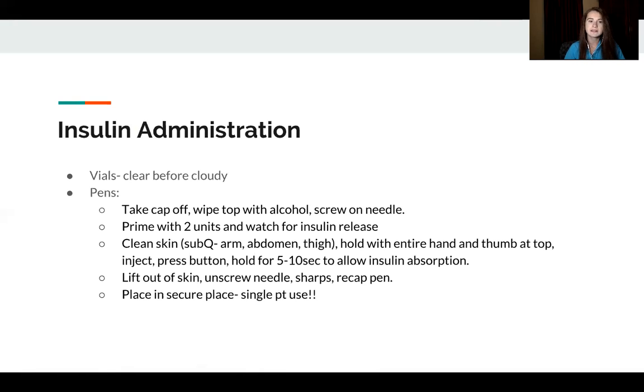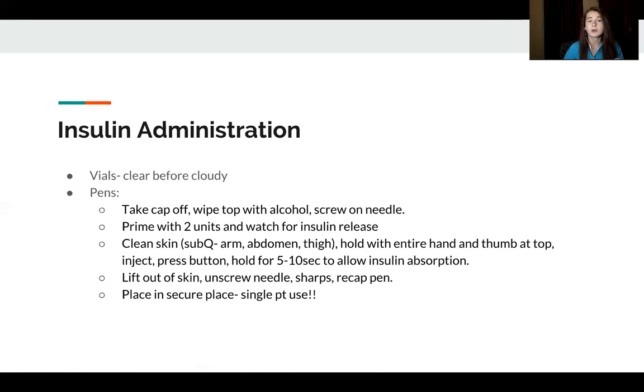And for insulin pens, these are super convenient for patients because it's a multi-use pen, and all you do is you screw on the little needle at the top, make sure you wipe it with alcohol. You often prime with 2 units, and that just allows the extra air out and the needle to appear patent. So you'll see the insulin shoot out once you hit that button.